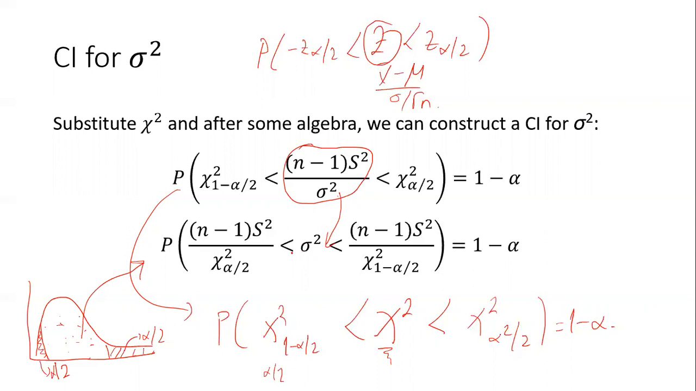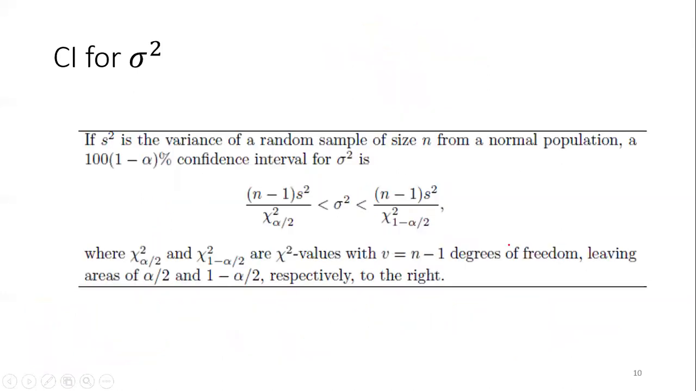It turns out that the probability of sigma squared being between this value, which is n minus 1 s squared divided by chi-square sub alpha over 2, and n minus 1 s squared divided by chi-square of 1 minus alpha over 2, is equal to 1 minus alpha. Hence, I can define the confidence interval as, well, if S square is the sample variance of a random sample of size n from a normal population, by the way, just like the T distribution, we need that the population should be distributed normally. Otherwise you cannot use these confidence intervals and hypothesis tests.